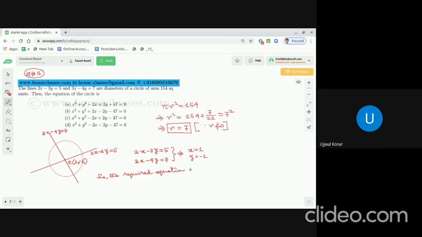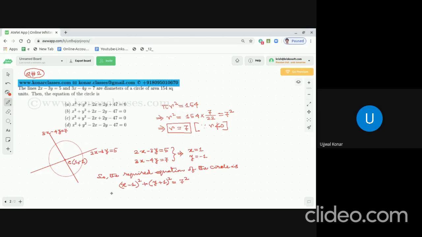the required equation of the circle is (x minus 1) whole square plus (y minus minus 1), that is (y plus 1) whole square, is equal to r square. R square is equal to actually 7 square, that is, let me write 7 square.